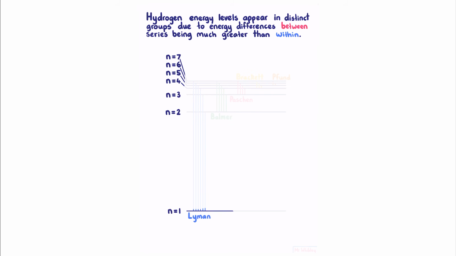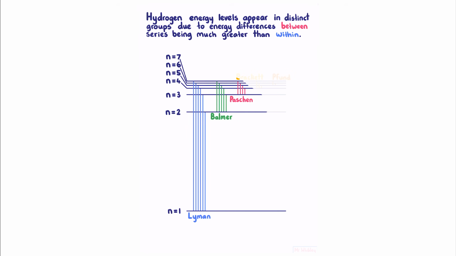Hydrogen energy levels appear in distinct groups due to energy differences between series being much greater than within. The Lyman series gives transitions to the first shell, Balmer to the second, Paschen to the third, Brackett to the fourth, and Pfund to the fifth.